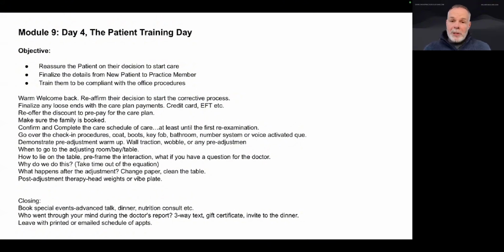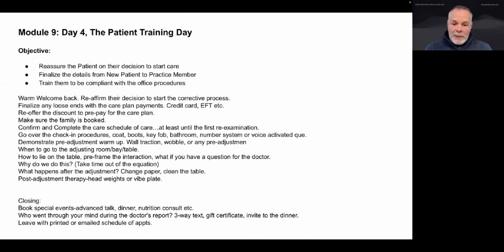We then go over the check-in procedures. So when they come in the door, we talk to them about how it works. This is where you would hang your coat. This is where you would take your boots off. We don't wear wet boots into the office if it's wintertime, or if it's a really mucky or rainy day or snowy day. We leave all the wet clothes out in the foyer, in the lobby, wherever that has to happen.